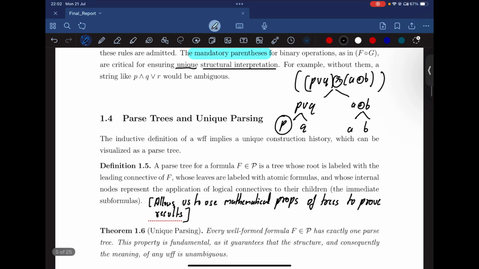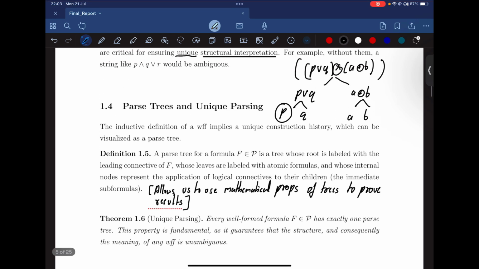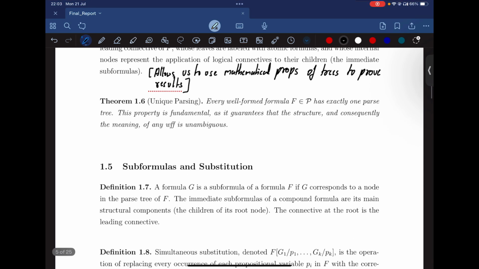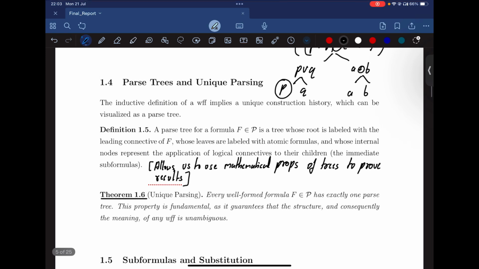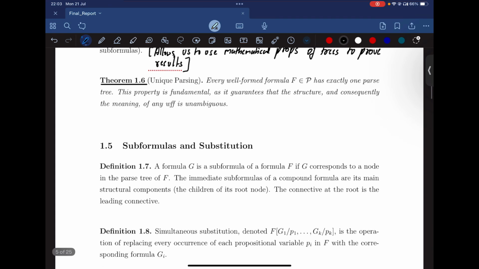That is a leaf node. What this allows is it allows us to use the mathematical properties of trees to prove results. It makes proving results about propositional formulas much easier. Such as this example theorem of unique parsing: every well-formed formula has exactly one parse tree. This property is fundamental as it guarantees that the structure, and consequently the meaning, of any well-formed formula is unambiguous. To prove this, we use the properties of trees.